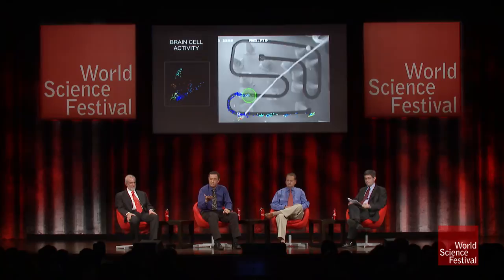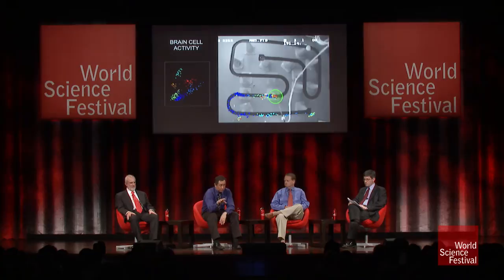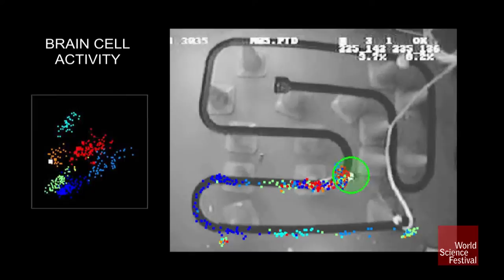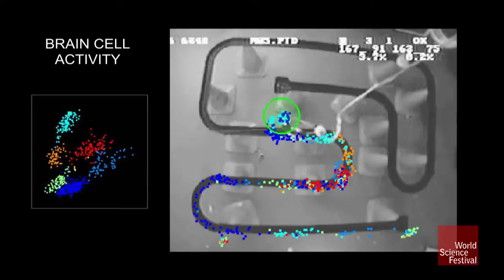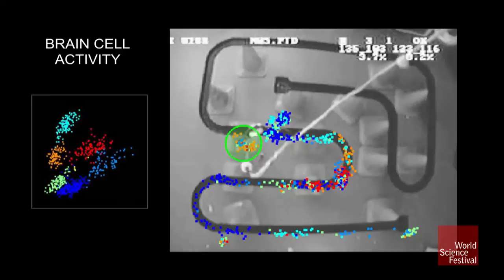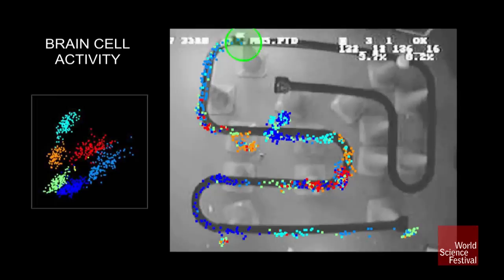Now, in this memory part of the brain called the hippocampus, one striking thing we see is that the pattern that you see on the left is going to depend upon exactly where the animal is on the right. In other words, there's a correspondence between what the brain is doing and where the animal is when the animal is moving. On the right, the single discharge of single cells is mapped onto the maze.